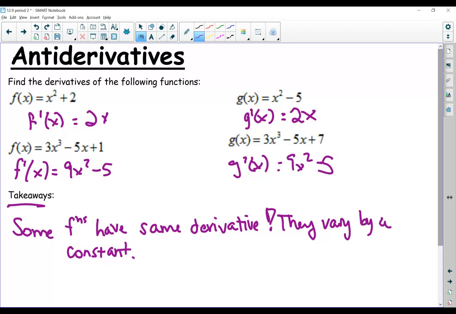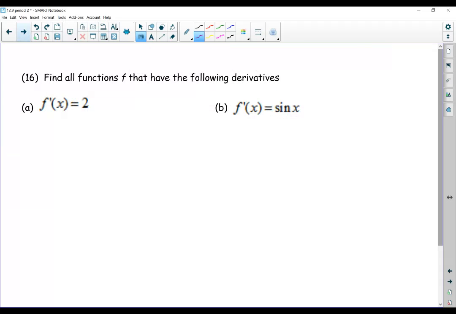Okay. So now you're like, well, Ms. Bowman, you didn't tell me what an antiderivative is. Okay. Guys, an antiderivative is if I give you the derivative, could you tell me the original function? So an antiderivative is finding the original function from a derivative, from f prime. Okay, so let's look on the next page.